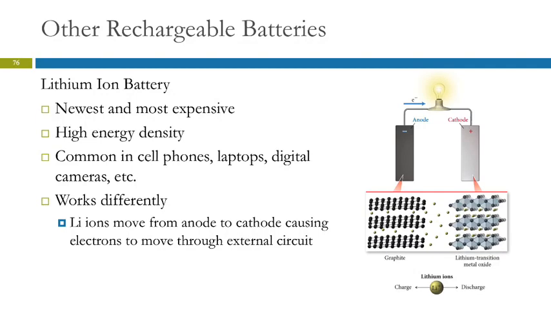These batteries work differently than the other batteries we've looked at, so we're not going to go into too much detail here. But what we've got going on is a graphite anode, and the cathode is a lithium transition metal oxide. And we've got lithium ions that are actually moving from the anode to the cathode. So that's a bit different than the other types of batteries.